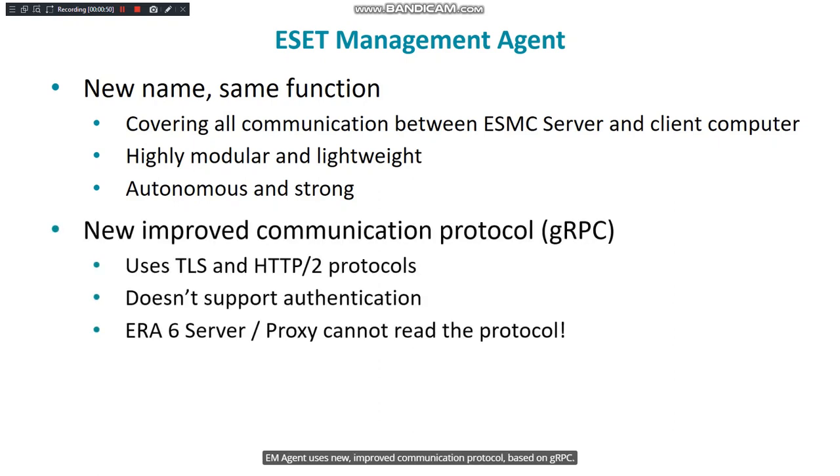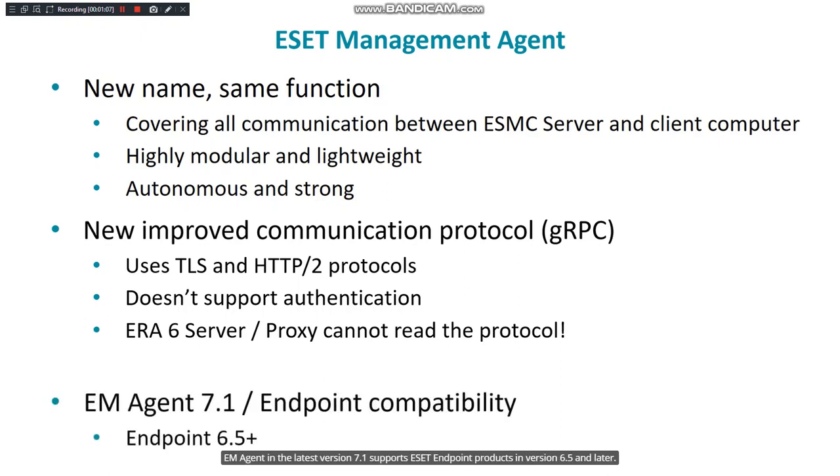EM Agent uses a new, improved communication protocol based on gRPC. It is an open-source remote procedure call. Asset Remote Administrator 6 server and proxy is not able to read this new protocol. EM Agent in the latest version 7.1 supports Asset Endpoint products in version 6.5 and later.